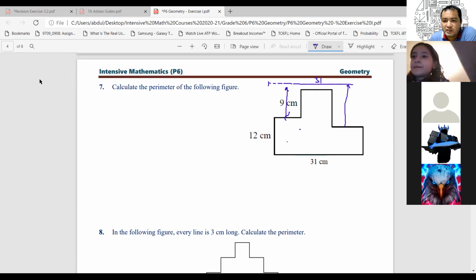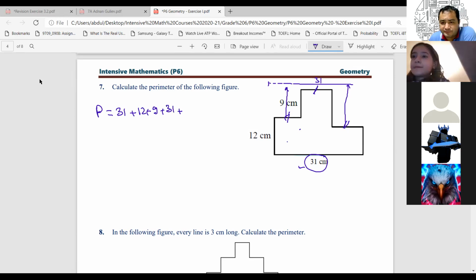Side is gone, this side is also gone, this side is gone, their sum is 31. So the perimeter equals, if I start from here, clockwise direction, 31 plus this one, which is 12, plus 9, plus this, 31, plus this, that's equal to 31.